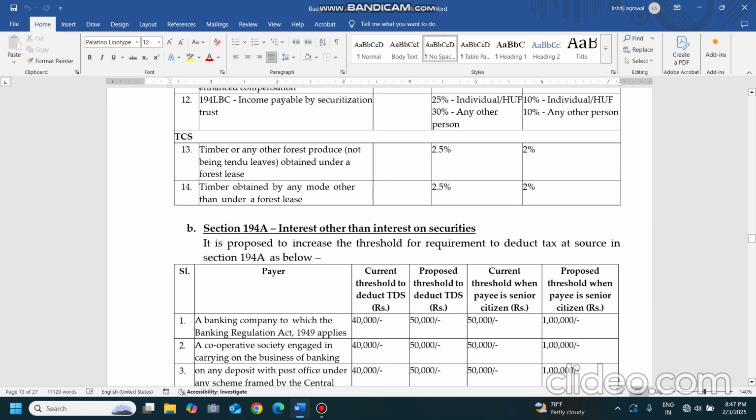So in this case, if we consider tendu leaves, only one case is still 2.5%: if it is under a forest lease and if it is a tendu leaf, then it is 2.5%. All other timbers are 2% now. In all other cases, now it is 2%.